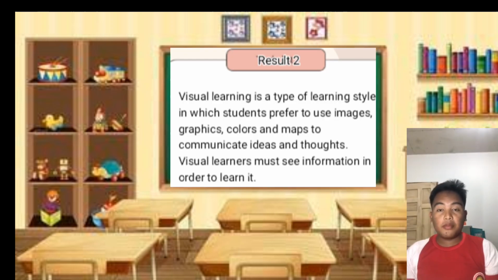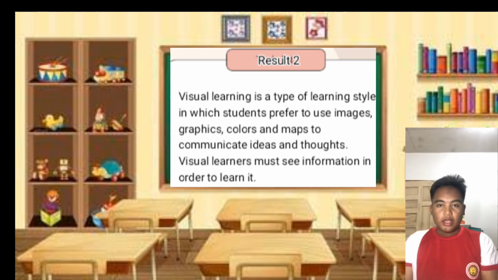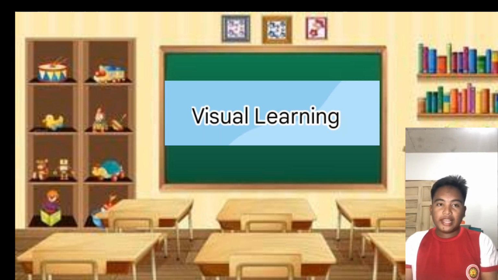Visual learning is a type of learning style in which students prefer to use images, graphs, colors, and maps to communicate ideas and thoughts. Visual learners must see information in order to learn it. Visual learning also helps students develop visual thinking, a learning style whereby the learner understands and retains information better by associating ideas, words, and concepts with images.